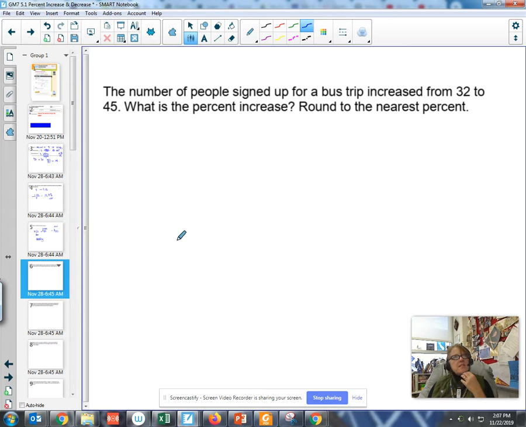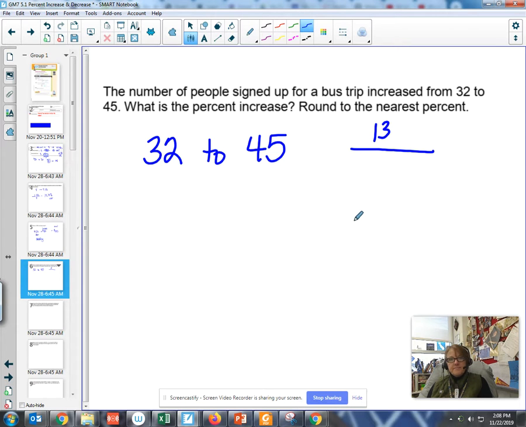The number of people that signed up for a bus trip increased from 32 to 45. Now, I don't know about you, but I do like to write a little bit down so I can see it. Started at 32, increased to 45. Round to the nearest percent as we calculate the percent of increase. So let's see, I increased 13. I started at 32. And again, if you feel more comfortable with me writing the percent proportion that way, you may cross multiply and solve the equation that you get.